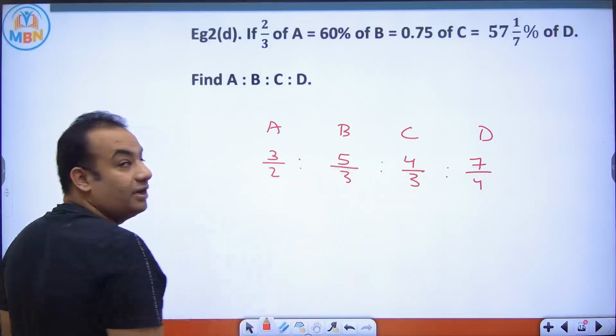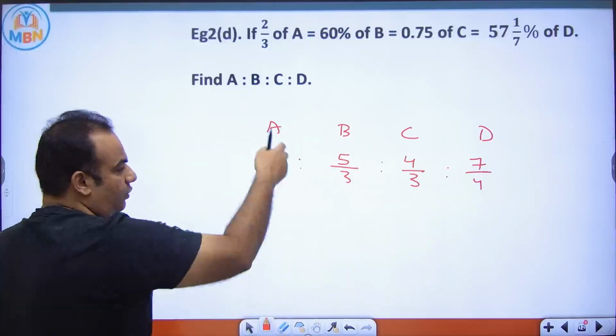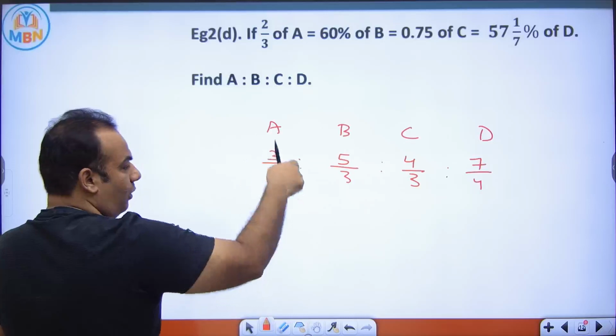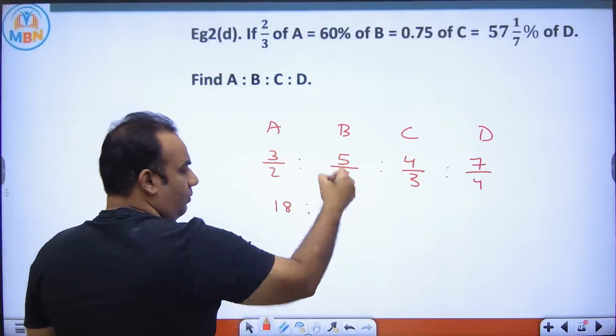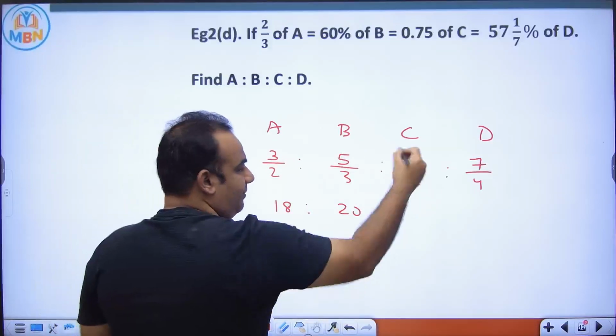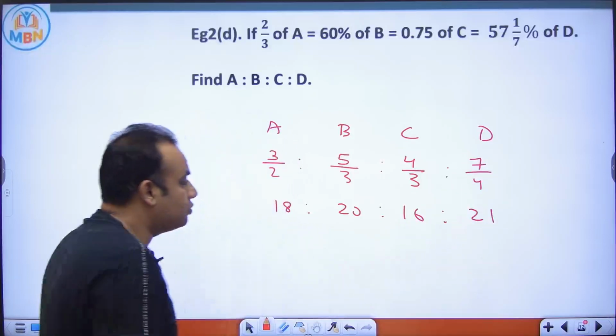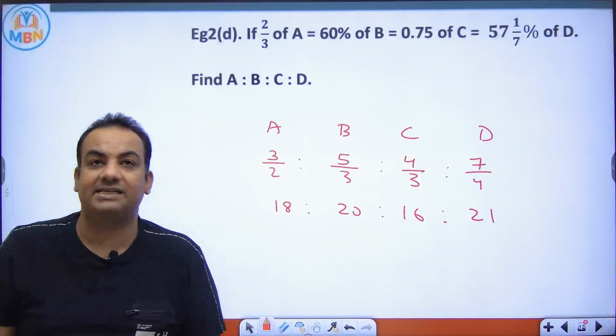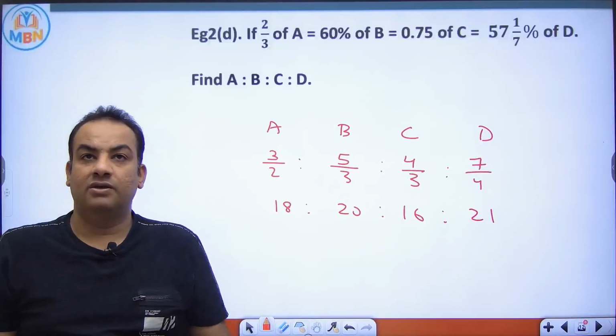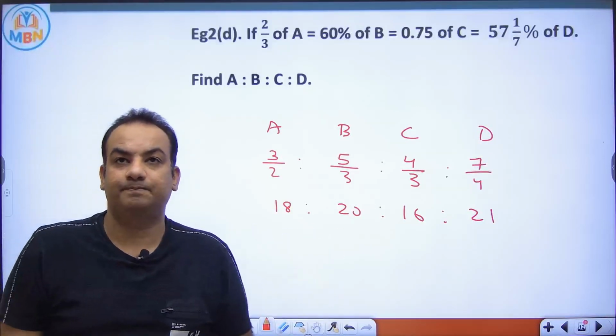LCM of 2, 3, 4 is 12. Multiply all values by 12. When you multiply this value by 12, what will you get? 18. When you multiply this by 12, you will get 20. When you multiply this by 12, you get 16. When you multiply this by 12, you will get 21. So the answer is 18, 20, 16 and 21. So this is the final answer.